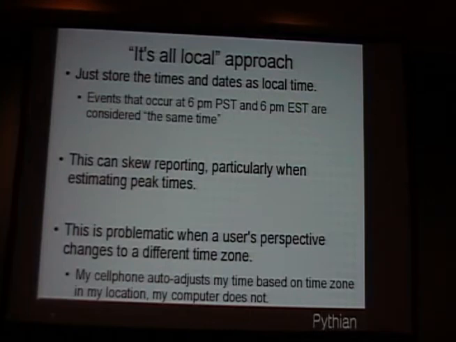This is also problematic when a user's perspective changes relative to the time zone. So if I have something that happened at 6 p.m. my time, and then I move to a different location, let's say I'm traveling or whatever, do I still want to know that it happened at 6 p.m. my time yesterday? So for example, on your phone you get a call at 6 p.m., and then you travel from the East Coast to the West Coast and it's minus 3 hours. Do you still want to know that yesterday you got a call at 6 p.m.? Or did you now yesterday get a call at 2 p.m.?